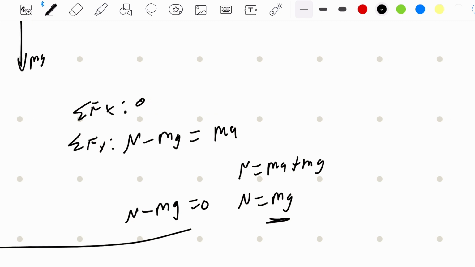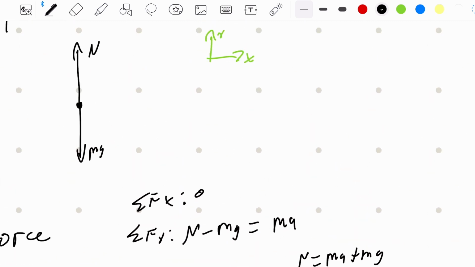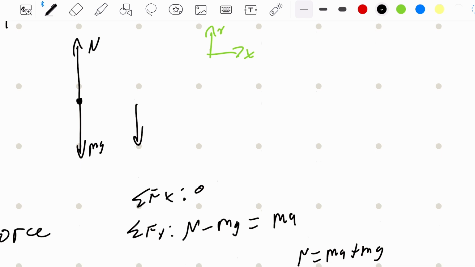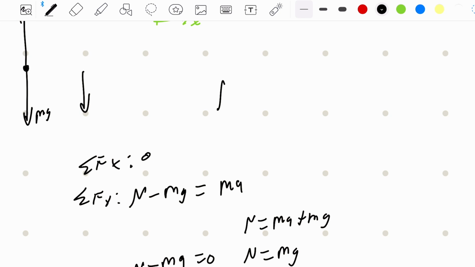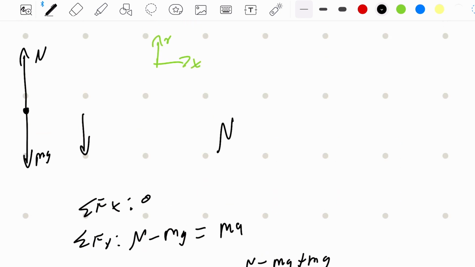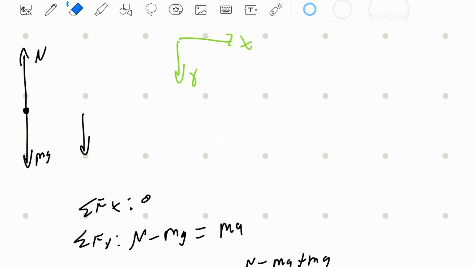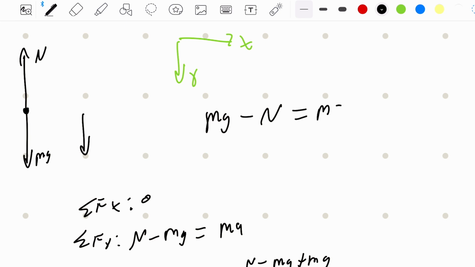Let's say he's decelerating. What happens? The only thing that changes is that now we're going downwards. Or, sorry, let's say he's descending. He's accelerating downwards, not decelerating. Then what happens? Well, we'll flip the axis. So we'll do the axis like this, y and x. And we'll say he has mg going down minus N, right? Because now mg is going the positive direction, N is going the opposite direction, is equal to ma. So now N is equal to mg minus ma.